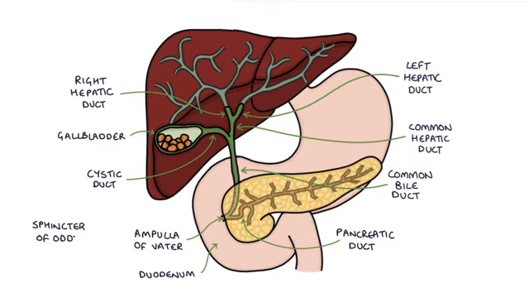The sphincter of Oddi is a ring of muscle surrounding the ampulla of Vater that controls the flow of bile and pancreatic secretions into the duodenum.